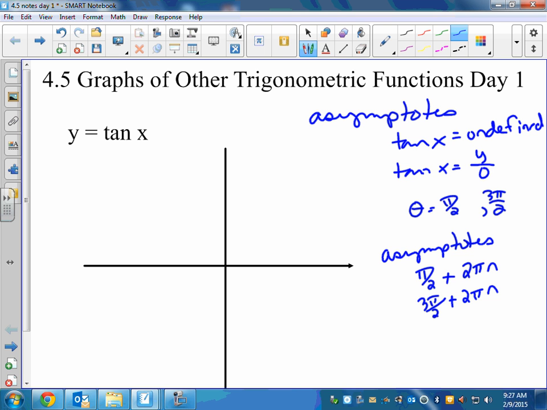So let's draw some asymptotes in here, and then we'll make an XY chart. So let's draw our favorite. What's our favorite? 2 pi, right?